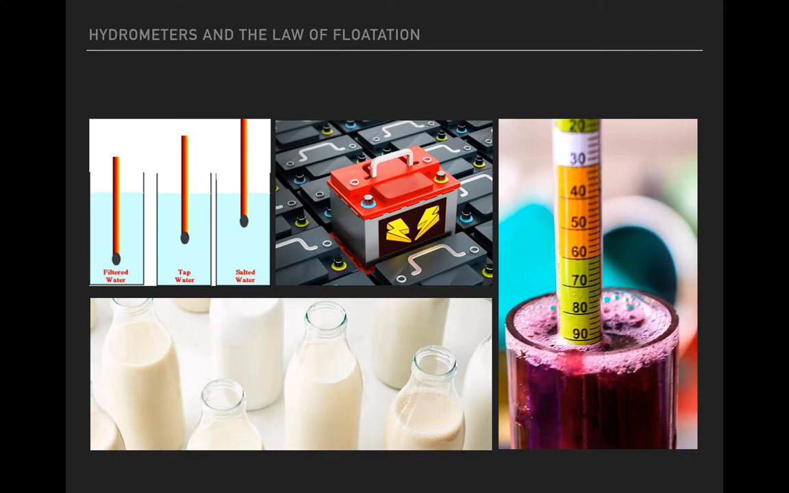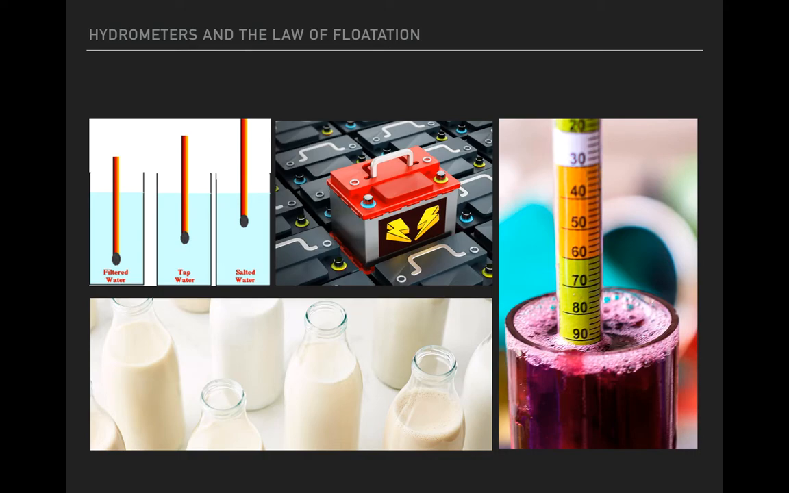A hydrometer is a container that's sealed. It's got a particular weight, and then if you put the object in liquids of different densities, it floats to different heights. Now, if you look at the image on the far right hand side, it's got a scale on it, and the hydrometers are calibrated to measure different things.